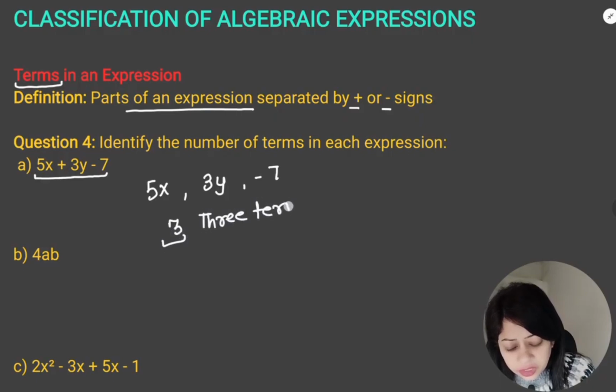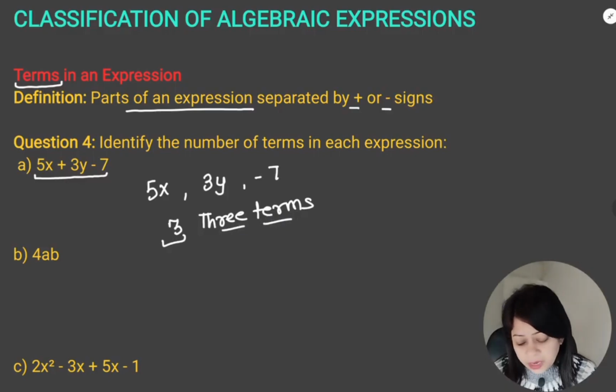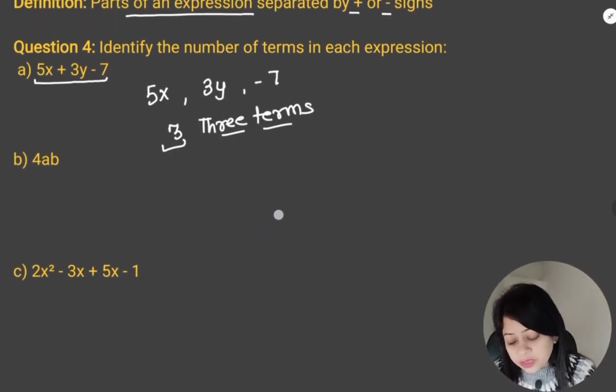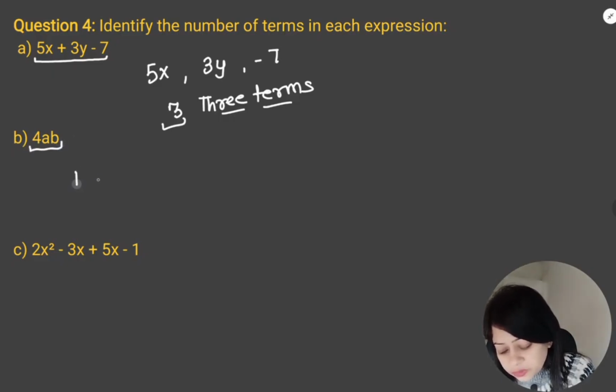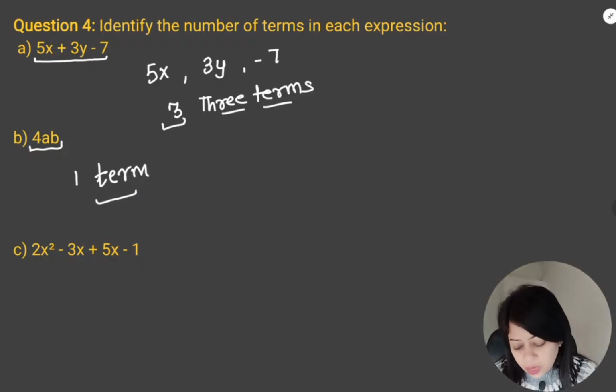3 terms. Okay, after that, 4ab. Do you have any plus or minus sign here? No. So this is just one term. How many terms do we have here? Only one term, right?